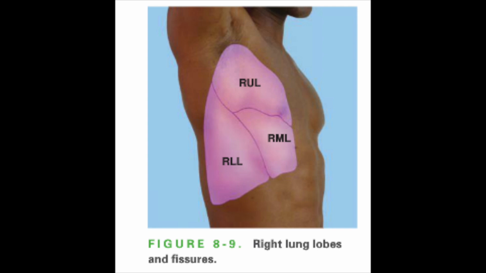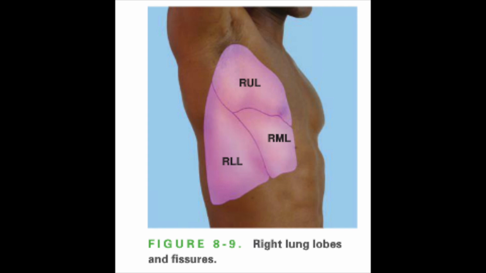Now we know that there are three right lung lobes and fissures, and the left side only has two. I want to point this out specifically because the right middle lobe here is often missed on assessment, on chest auscultation, and it is a fairly common spot to develop a pneumonia. So it does look like this right middle lobe is more anterior on the chest, so do pay good attention when you're auscultating breath sounds in this area.